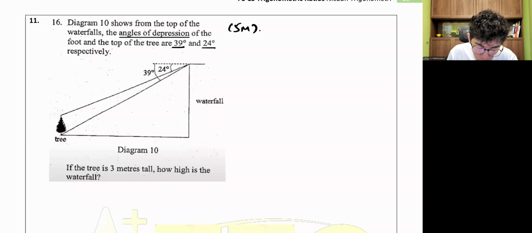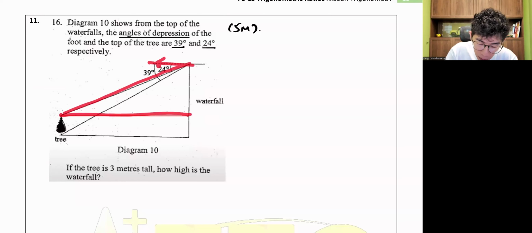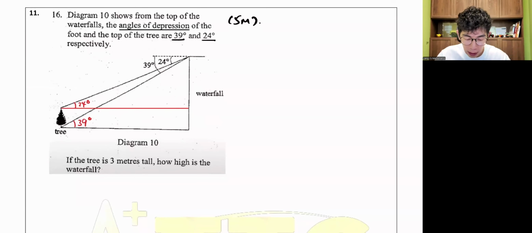Okay, so what I do is that I will still draw that line, maybe in a different color, to make sure I'm able to transfer it. So when I do the Z, you see, this is parallel, you know that. So I can transfer the 24 here, and I can transfer the 39 there. And I noticed that, picture-wise, the waterfall will be 90 degrees downwards. This is what you can see.